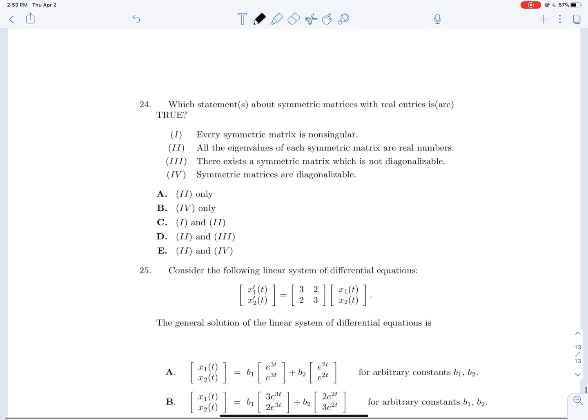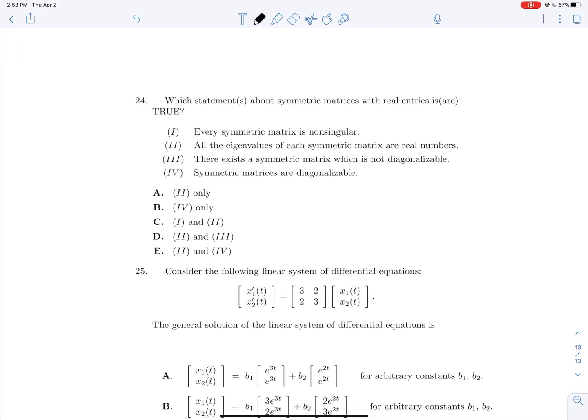24, which statements about symmetric matrices with real entries are true? Well, what did we just say in the last example? All symmetric matrices are diagonalizable. And that, in fact, is option 4.